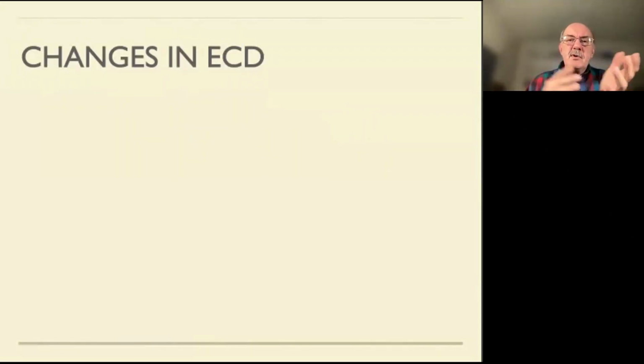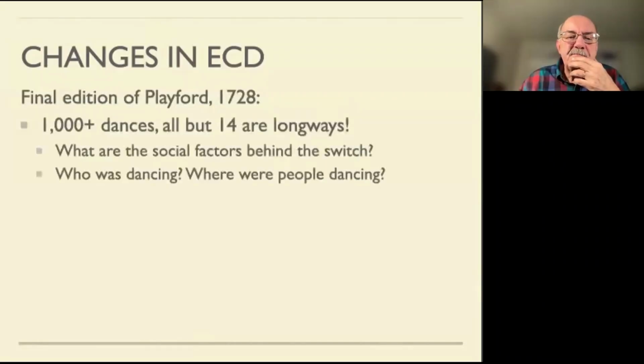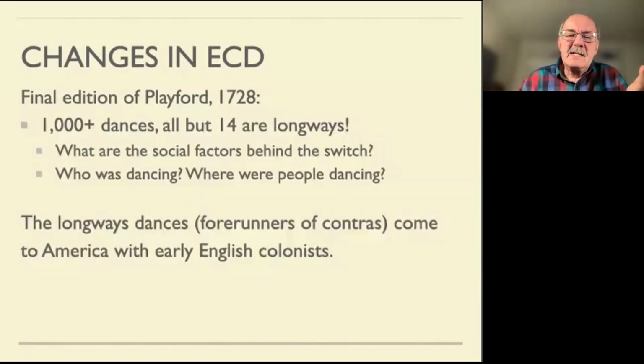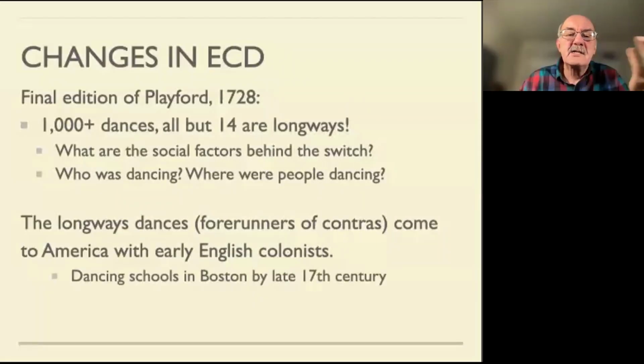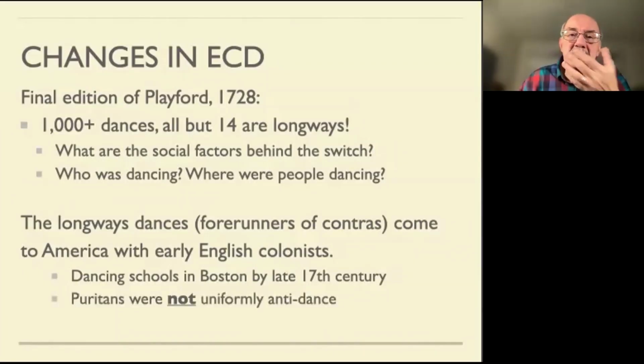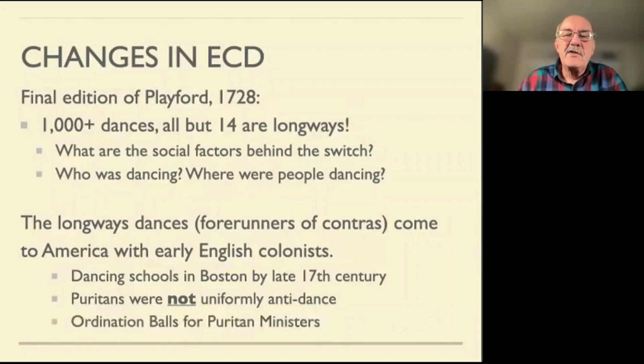And our focus here is mostly on England, but it's important to remember that there's important cultural links between England and America. So the long ways dances, the forerunners of the contras, come to America with the early English colonists. And we see dancing schools in Boston by the late 17th century. The Puritans, contrary to popular belief, are not uniformly anti-dancing. In fact, there would be ordination balls for Puritan ministers. So the English dances have made their way to America.